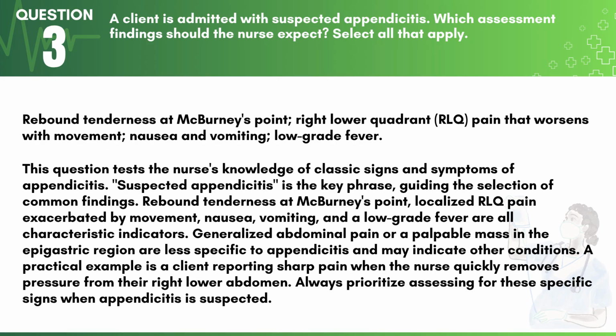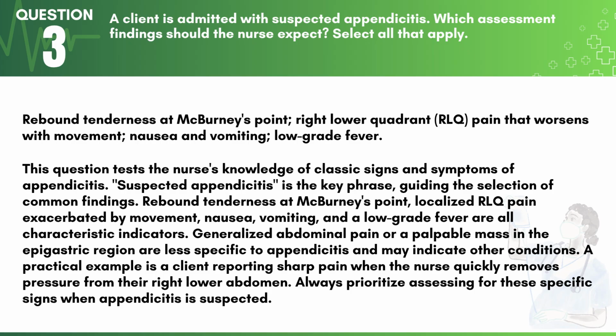Answer. Rebound tenderness at McBurney's point, right lower quadrant, RLQ, pain that worsens with movement, nausea and vomiting, low-grade fever. This question tests the nurse's knowledge of classic signs and symptoms of appendicitis. Suspected appendicitis is the key phrase, guiding the selection of common findings.